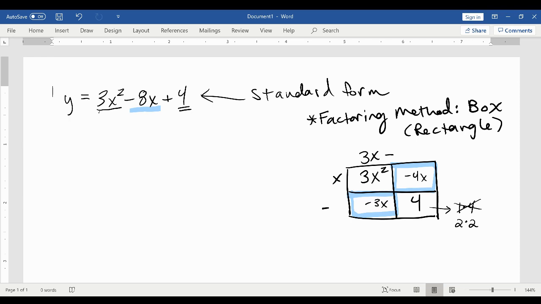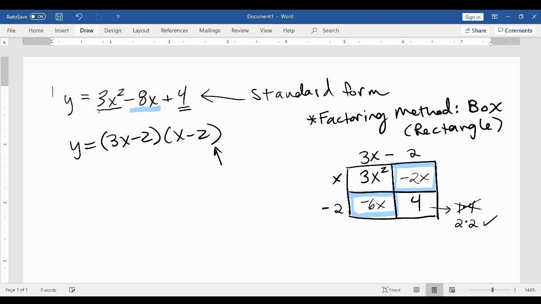So let's try the 2 and the 2. So I'm going to erase the things in the blue box again. Try 2 and 2. Okay, negative 2 times 3x is negative 6x, and x times negative 2 is negative 2x. Okay, that works because notice negative 2x plus negative 6x equals negative 8x, which is the middle term of the original. So now I know that factored form is 3x minus 2 times x minus 2.